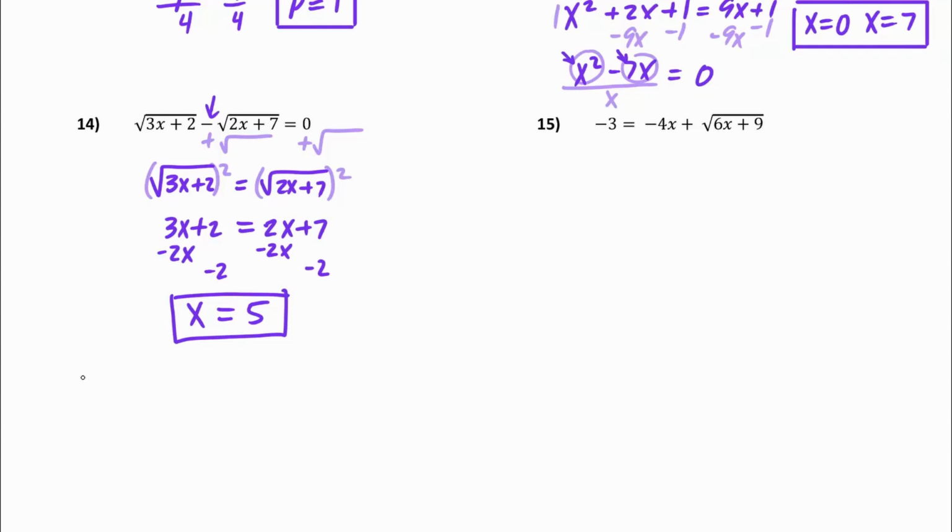So the very last question is kind of a doozy. We're going to go ahead and get the root by itself. That's kind of our main concern. And so we're going to add 4x over here to the left. Unfortunately, negative 3 and 4x, they don't mix very well. So we're just going to write it out as two things together. And that's equal to the square root of 6x plus 9.